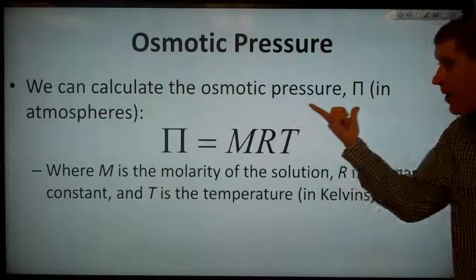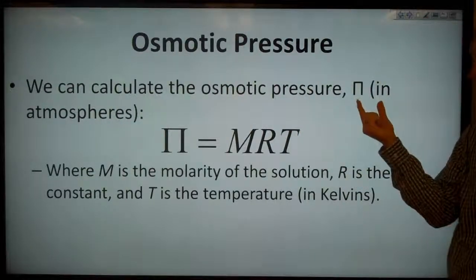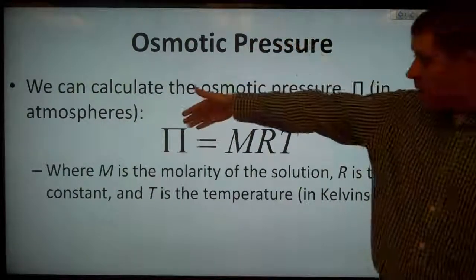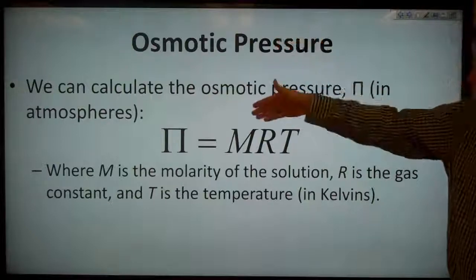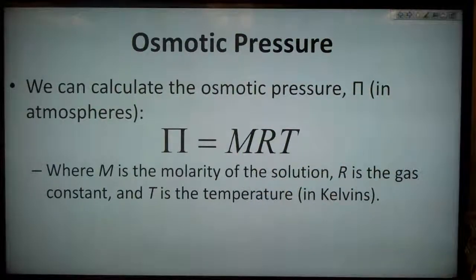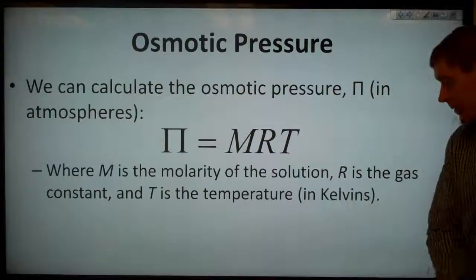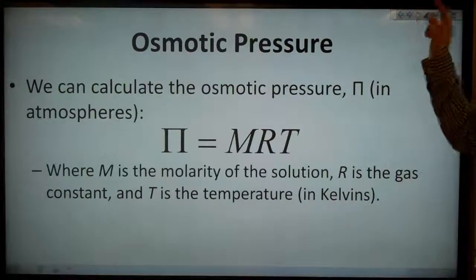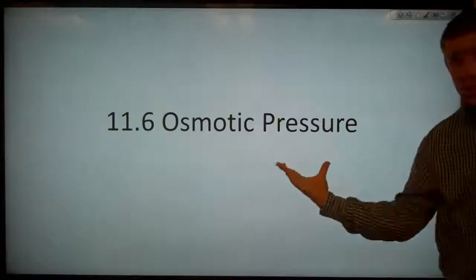So we can calculate the osmotic pressure, capital pi in this case, in atmospheres. Pi is equal to capital MRT, where M is the molarity of our solution, R is the gas constant, and T is the temperature in kelvins. So that was osmotic pressure.